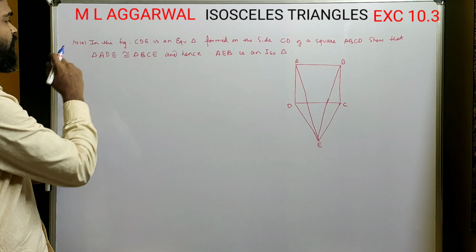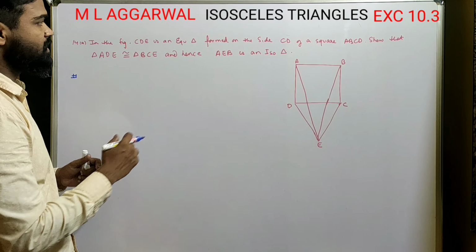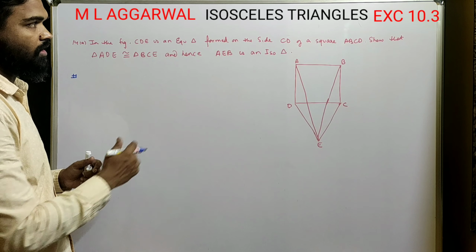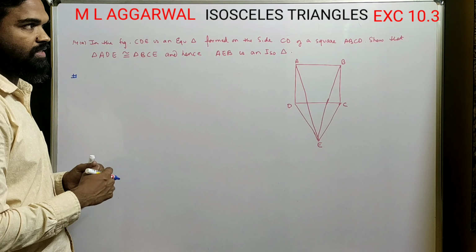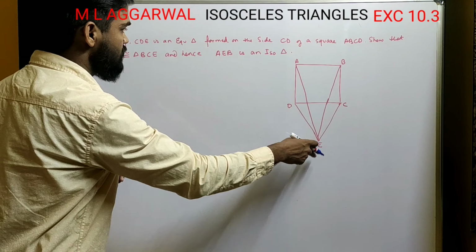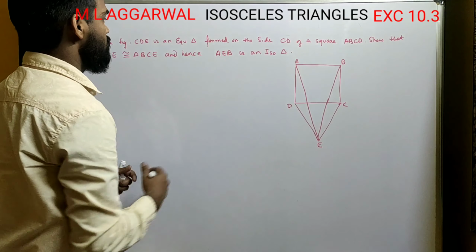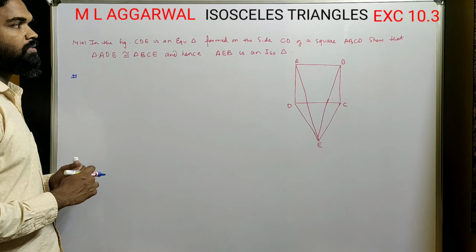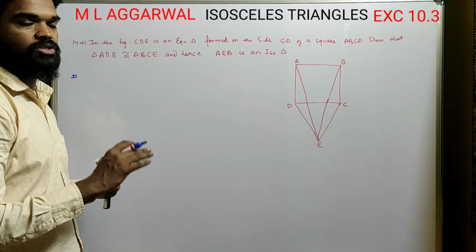Now look at sum number 14a, which says that in the figure CDE is an equilateral triangle formed on the side CD of a square ABCD. Show that triangles ADE and BCE are congruent to each other, and hence AEB is an isosceles triangle.